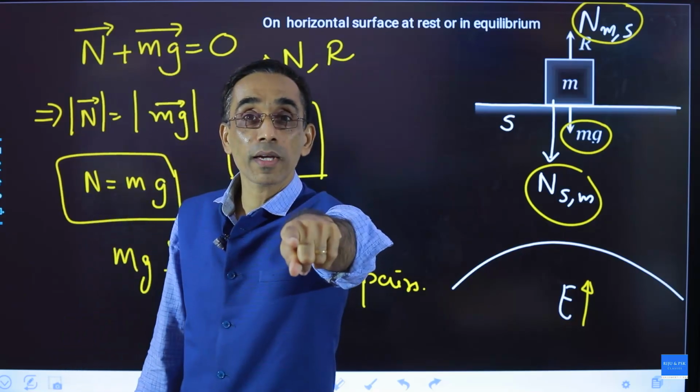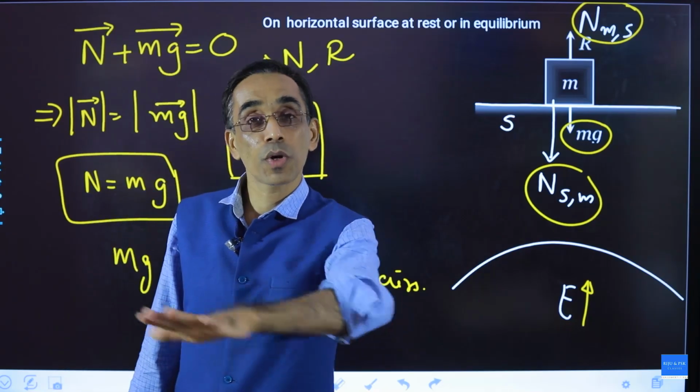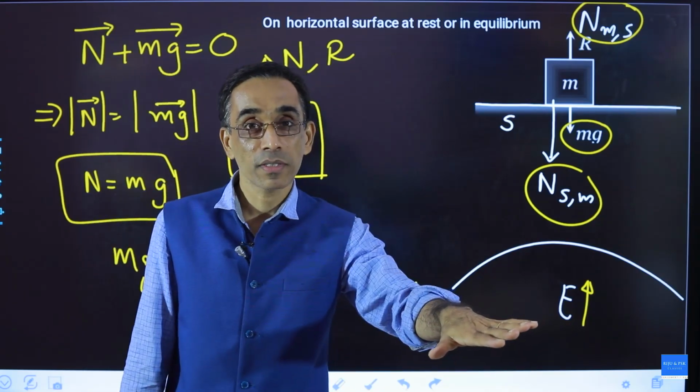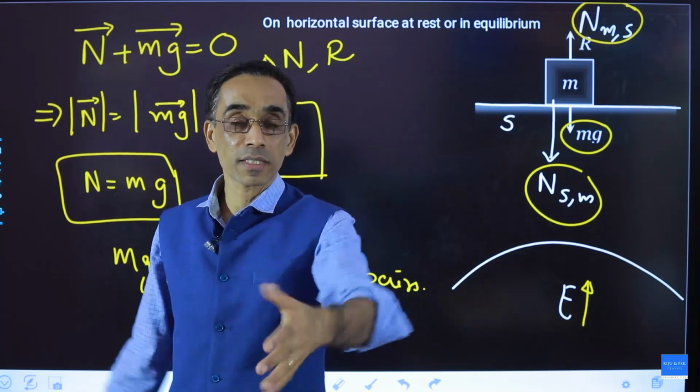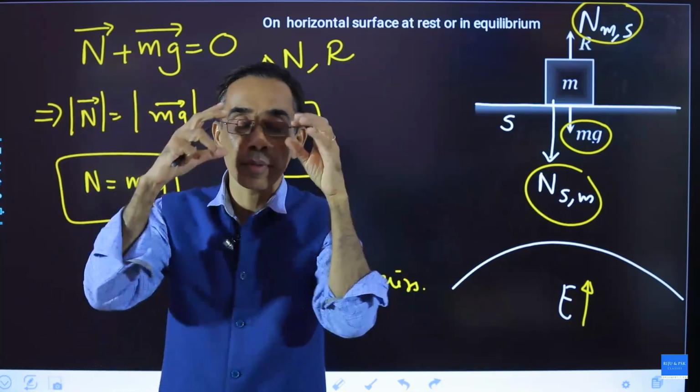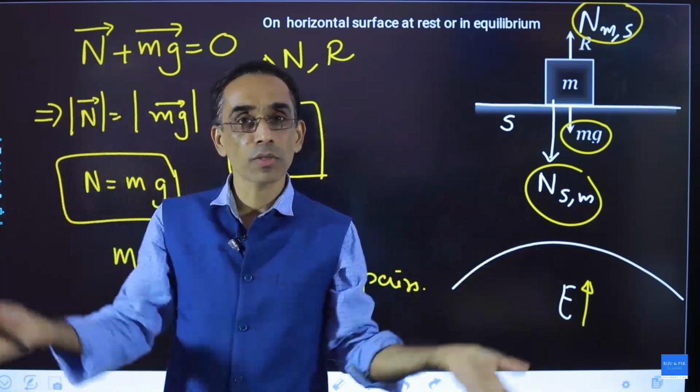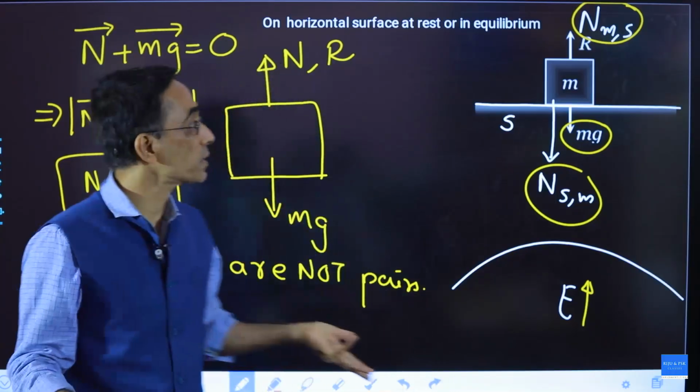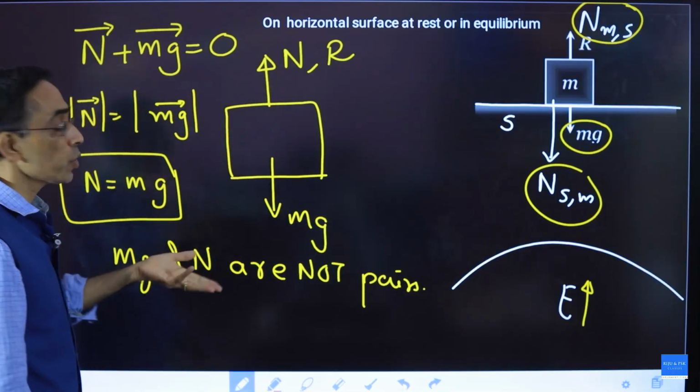What is the normal reaction on you right now? You are on a surface, a horizontal surface, and you are at rest. Rest means your whole body is not moving. Maybe your parts are moving, but the whole body is not moving. So the normal reaction from the ground should be equal to your weight, mg.